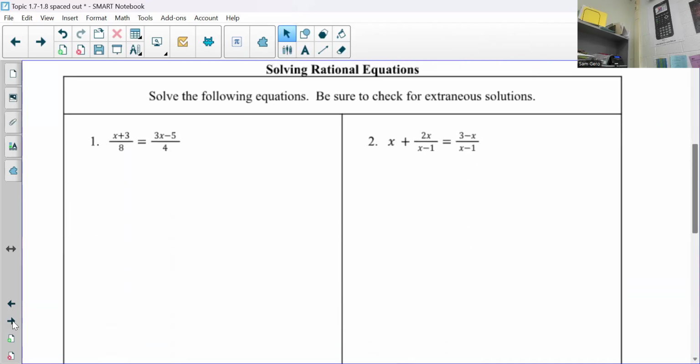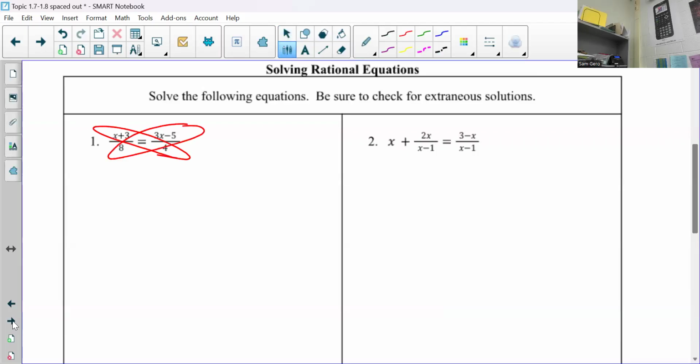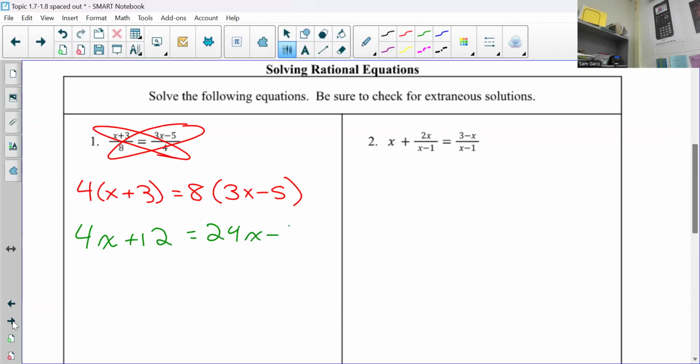Number 1 is really nice. Number 1 is literally cross multiplication because there's just a fraction equaling a fraction. So we're going to cross multiply. The bottom has nothing. There are no x's on the bottom, so there's nothing that's undefined. So I'm literally going to cross multiply, and then I'm going to solve. You can pause the video and go ahead and solve yourself. That gives you 4x plus 12 equals 24x minus 40.